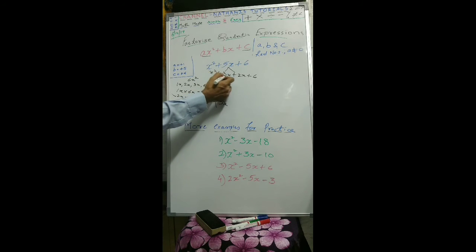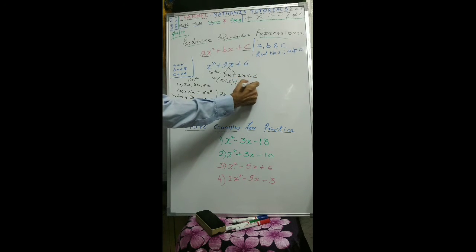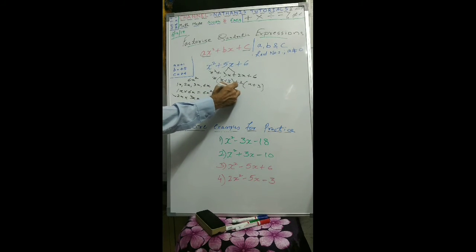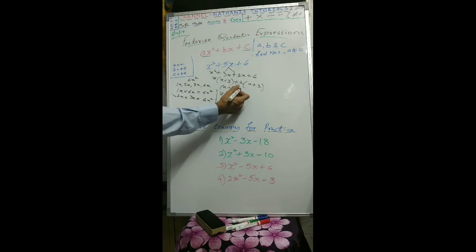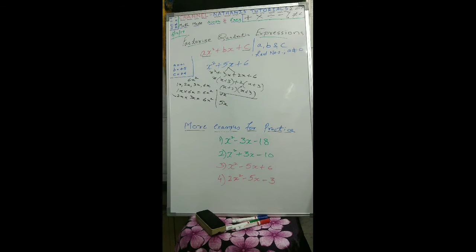Now what is common between these two? x is common, so take it outside, and x plus 3 in the bracket. In this case, 2 is common. What we are left with is x plus 3. So finally, the factorized form of this quadratic expression is x plus 2 and x plus 3.